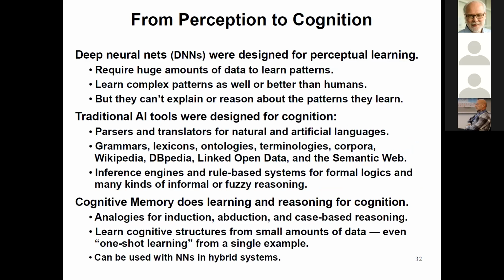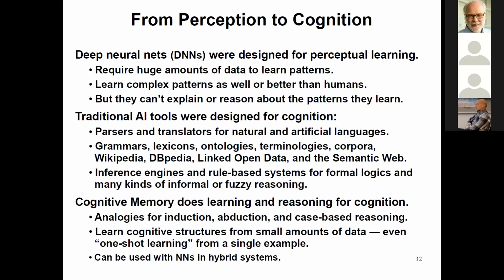There you had parsers, translators for natural languages, grammars, lexicons, ontologies, inference engines, rule-based systems, formal logics. And some people have claimed that there's this competition between them. But the point is, humans do both. Humans learn language, and they learn to do cognitive reasoning as well as pattern recognition. They learn the pattern recognition from looking out in the world.